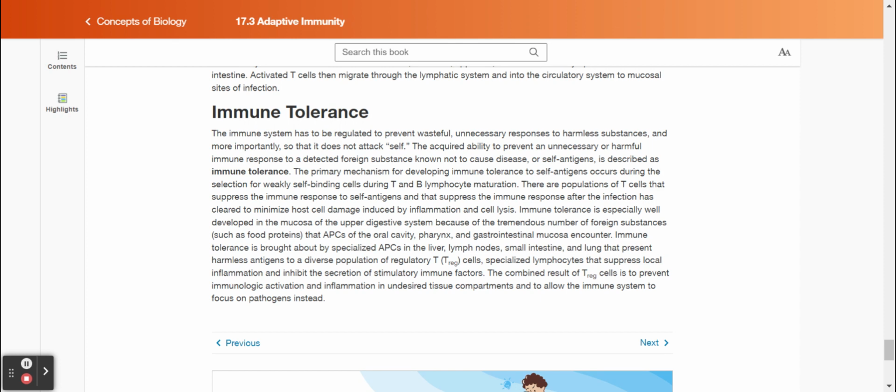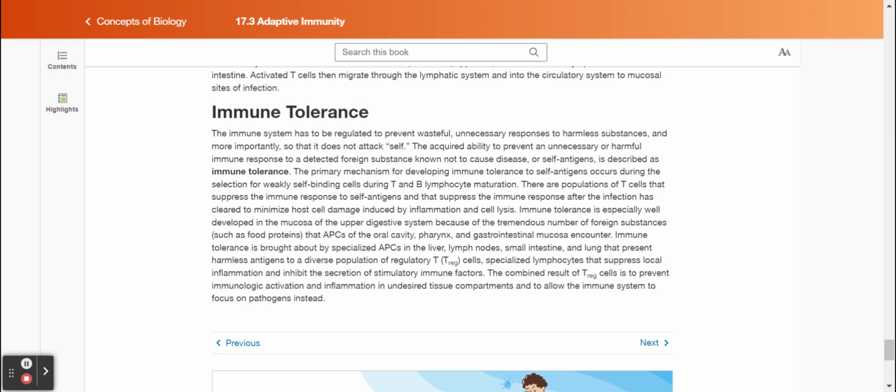Immune tolerance. The immune system has to be regulated to prevent wasteful, unnecessary responses to harmless substances, and more importantly, so that it does not attack self. The acquired ability to prevent an unnecessary or harmful immune response to a detected foreign substance, known not to cause disease, or self-antigens, is described as immune tolerance.